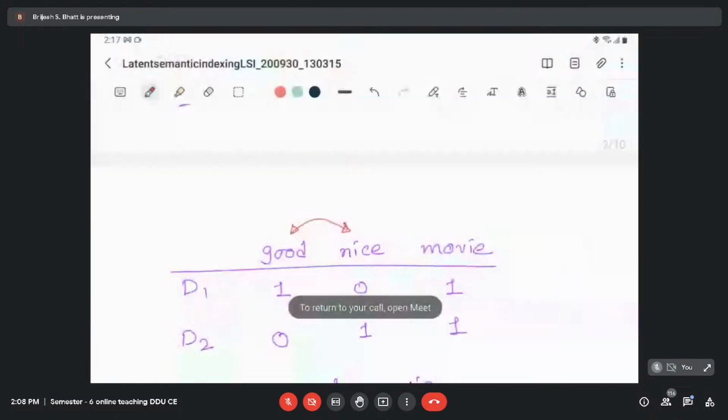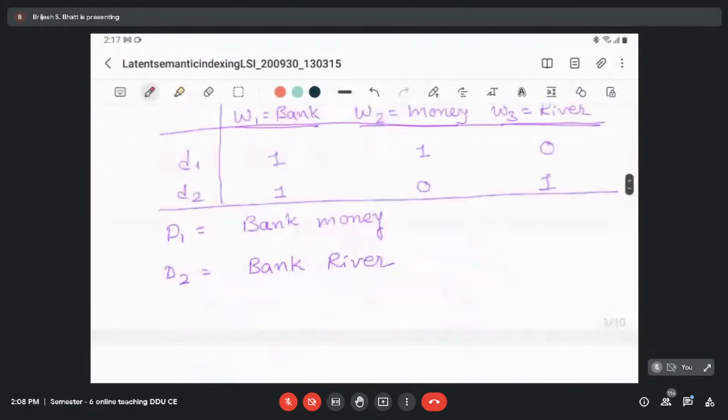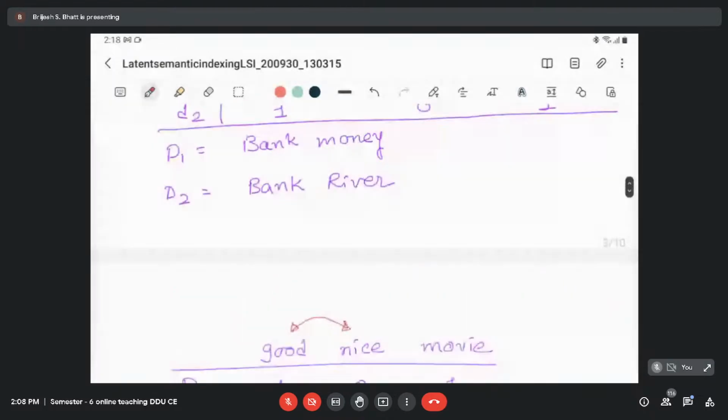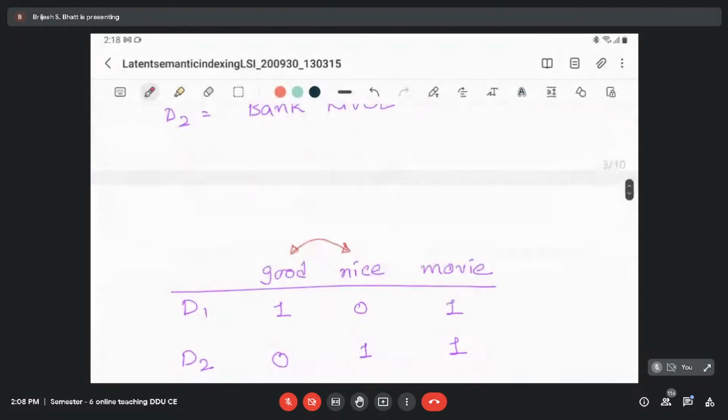Right? In linguistic features, this is called polysemy and synonymy. The word bank is polysemous. It means two different things, river bank and financial institute. On the contrary, good and nice are synonyms. They mean the same thing. So word as a dimension is not a very good idea.